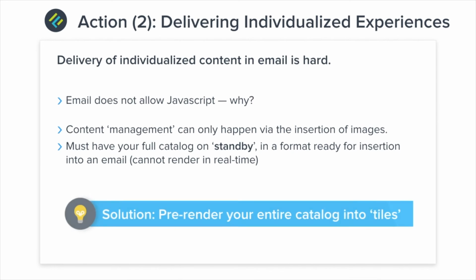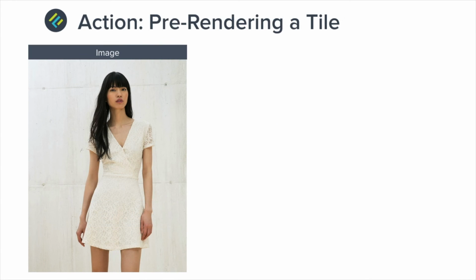So the solution is to pre-render your entire catalog into tiles and then have it ready to go when those items are selected. So what do we mean by a tile? Retailers and brands have a lot of images, like this image that we're showing here, but that's not an image that's actually useful when you get into a promotional email, or maybe content that you want to have in a transactional email.